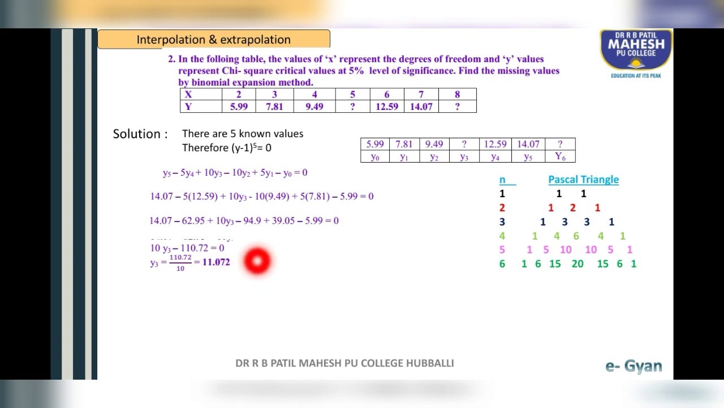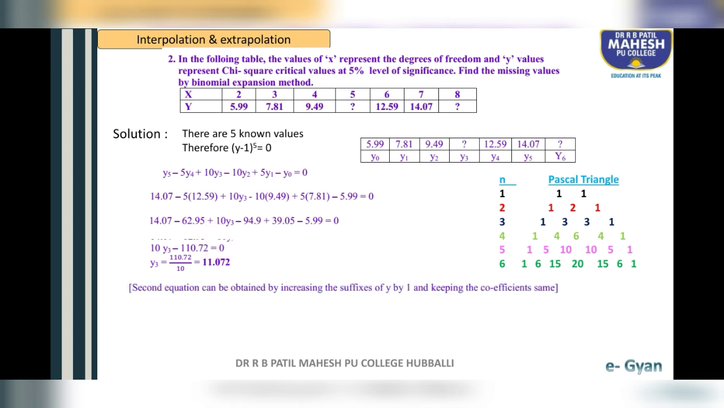And students, to cross-check this answer, you have to refer to this. Always the y values are in increasing order. After 9.49, your missing value of y3 is between 9.49 and 12.59. You can check your answer here. See, the values are in increasing order. Your y3 missing value is between 9.49 and 12.59. See here, the answer of y3 is 11.072. Like this, you have to cross-check your answer.